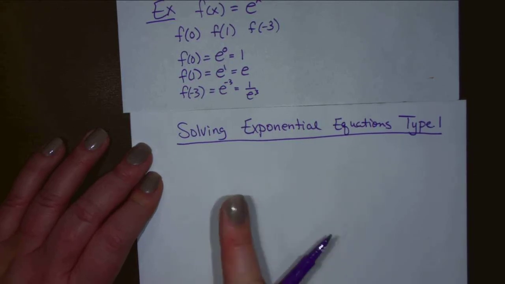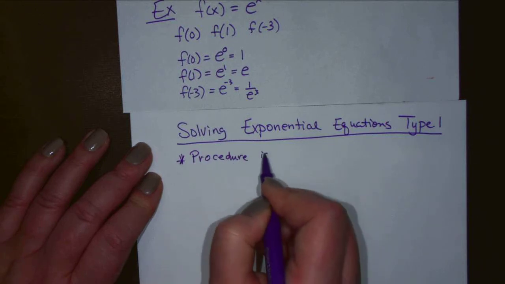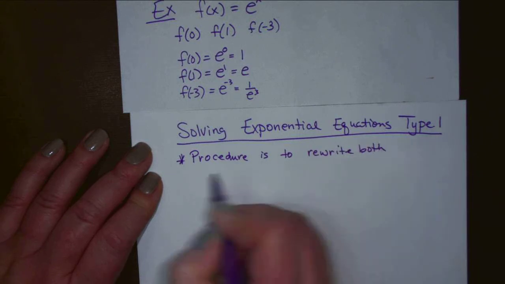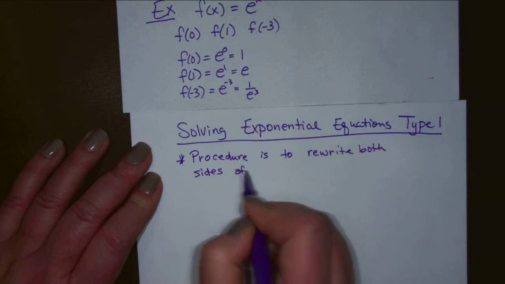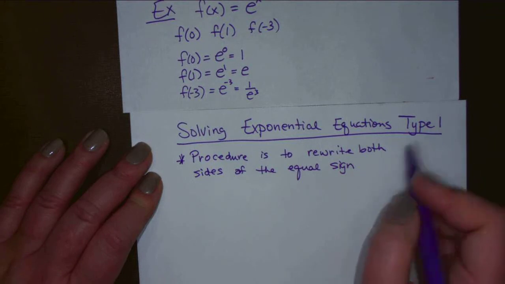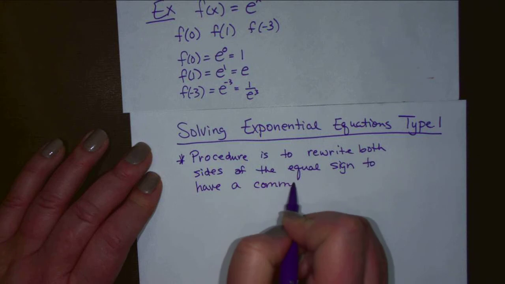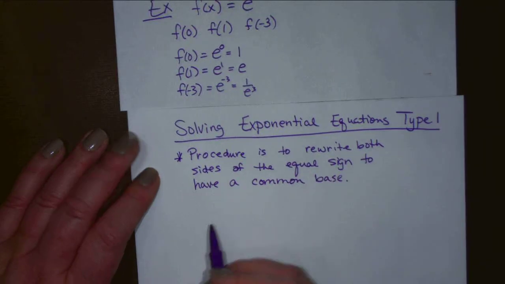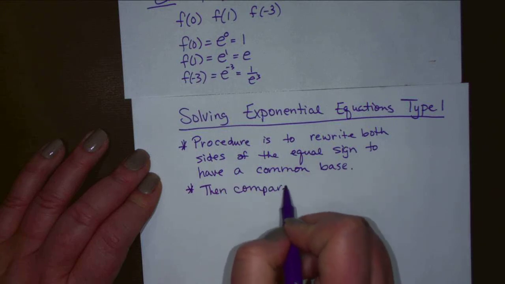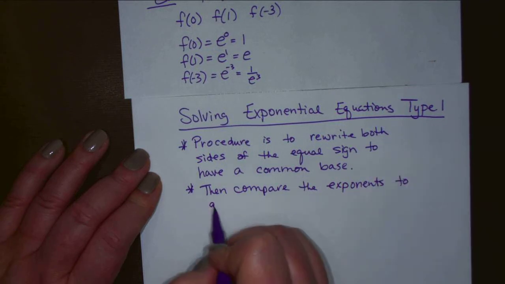So the procedure is this. Step 1: rewrite both sides of the equal sign to have a common base. Step 2: then compare the exponents to get the answer. We're going to write the steps and then I'll show you what it looks like.